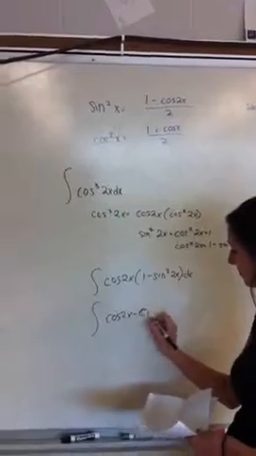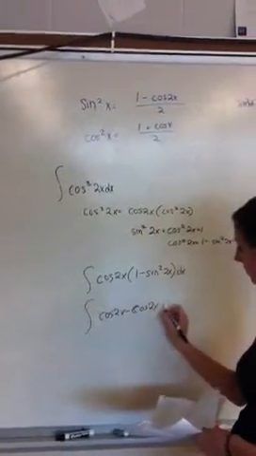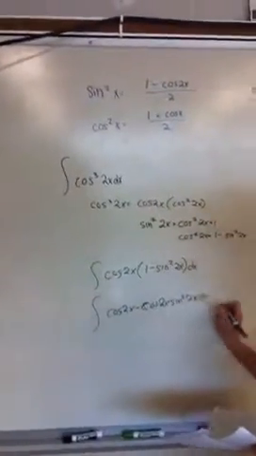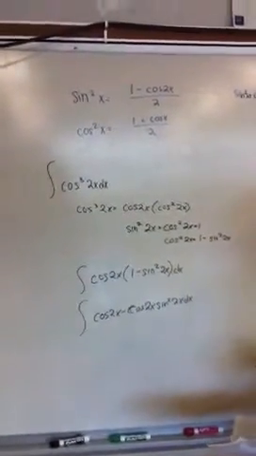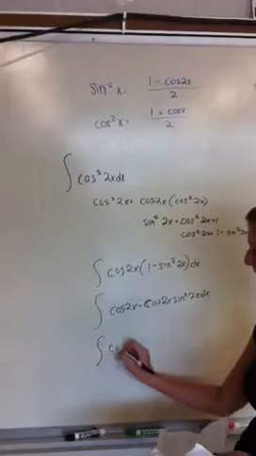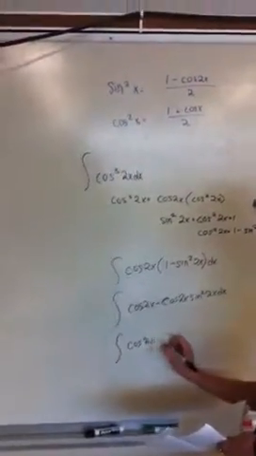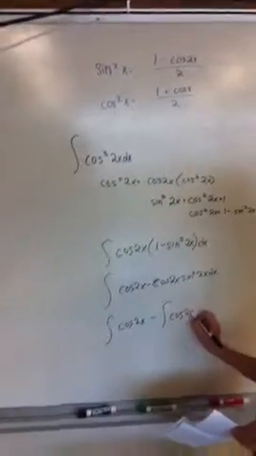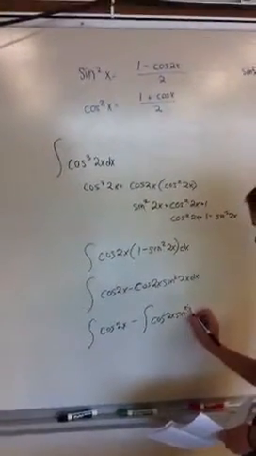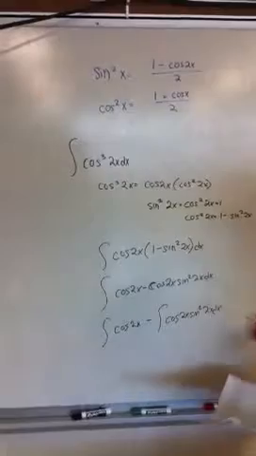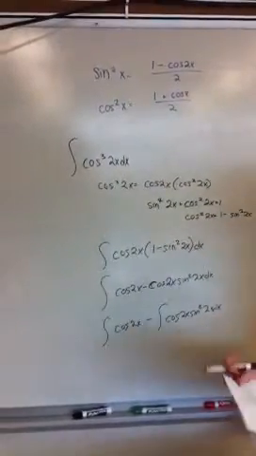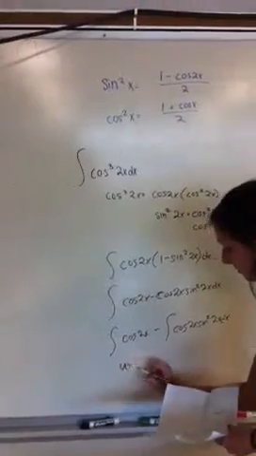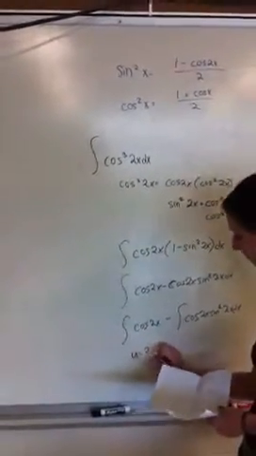We're going to multiply out the equation, distributing the cosine 2x to both the 1 and the negative sine squared 2x, giving us this equation. From here, we're going to split it up, having the integral of cosine 2x minus the integral of cosine 2x sine squared 2x. We're then going to use our next integration strategy, using u substitution.